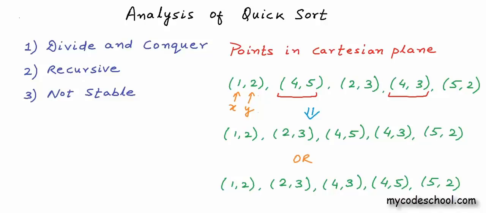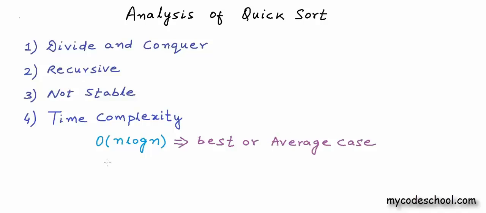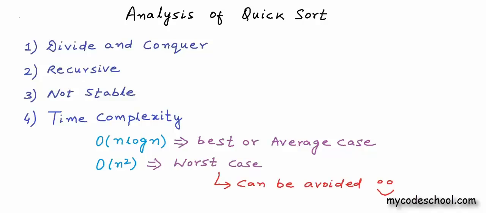Okay, let's now talk about time complexity of quicksort. Time complexity of quicksort is big O of n log n in best or average case, and it's big O of n square in worst case. But the worst case can almost always be avoided by using what we call randomized version of quicksort. Let's now see how quicksort is big O of n log n in best or average case and big O of n square in worst case.